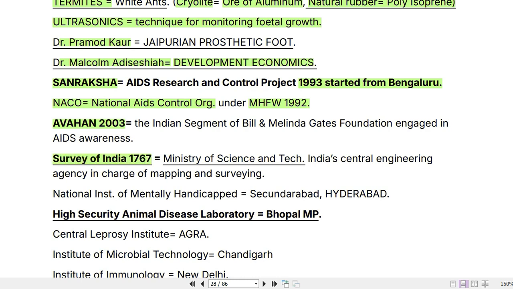Now this is I think an office under the Ministry of Science and Technology and India's central engineering agency in charge of mapping and surveying.